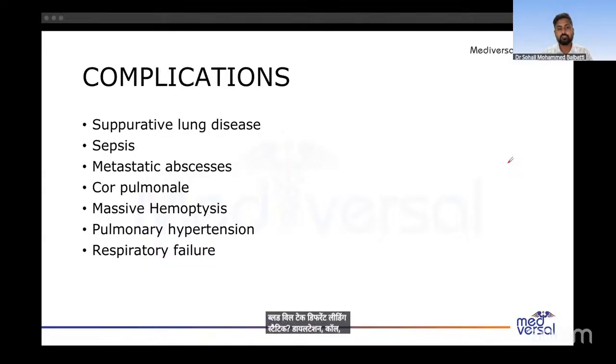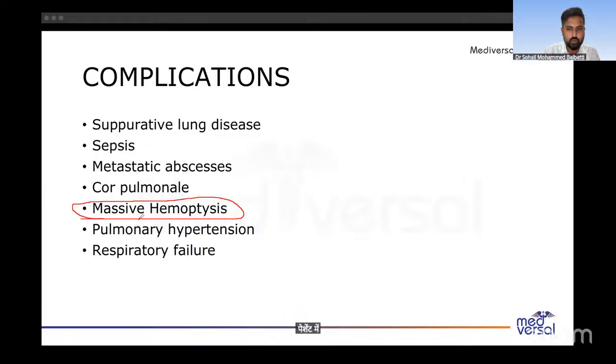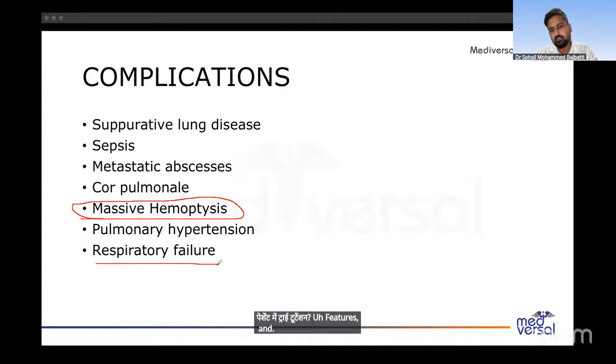And massive hemoptysis is one of the important and life-threatening complications. I'm telling you, in any patient of massive hemoptysis, always try to rule out bronchiectasis. And pulmonary hypertension and cor pulmonale can be late features. And respiratory failure is again one of the life-threatening complications. The patient comes to the casualty with respiratory failure, and it is one of the causes of death in bronchiectasis.